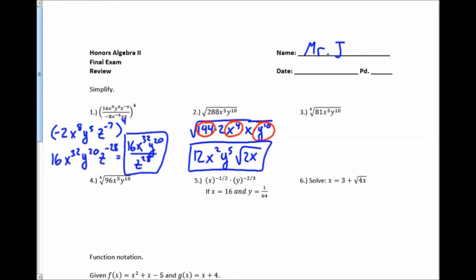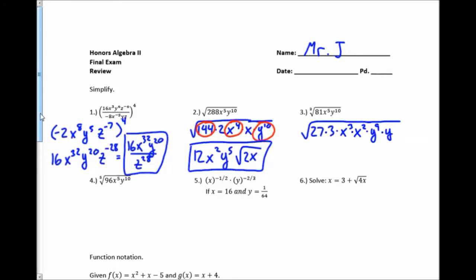And number 3, it's the cube root. So I'm looking for perfect cubes this time. In terms of numbers, this is going to be a 27 times 3. For the variables, I just need exponents that are divisible by 3, so I'm going to break that down into x cubed times x squared. The y to the 10th, I'll break down into y to the 9th times y.